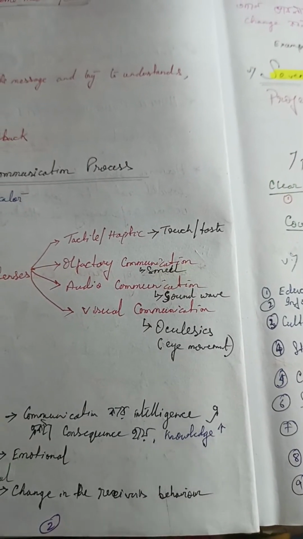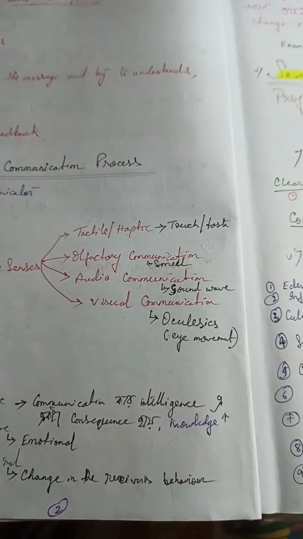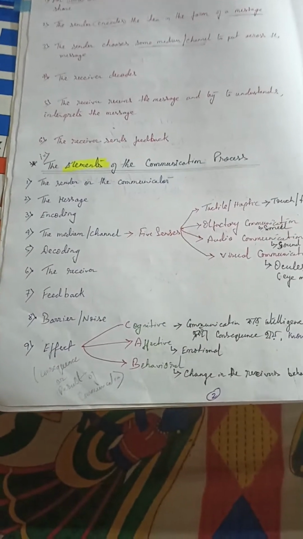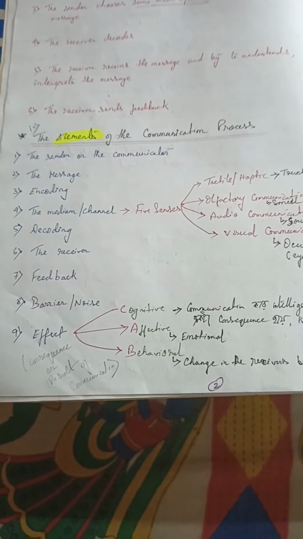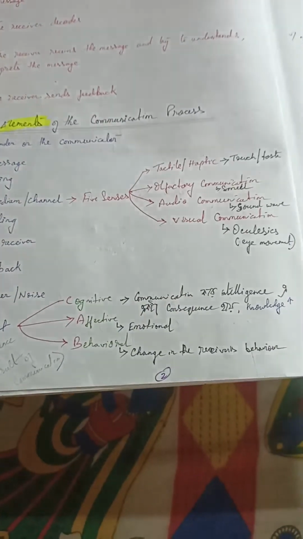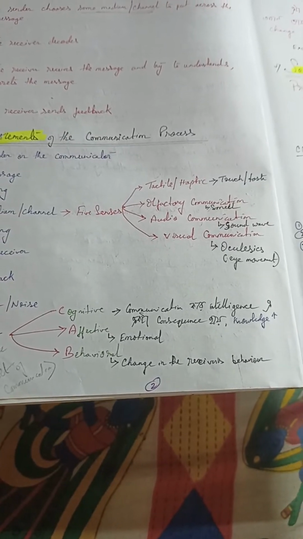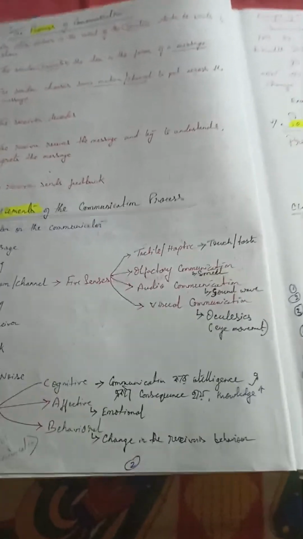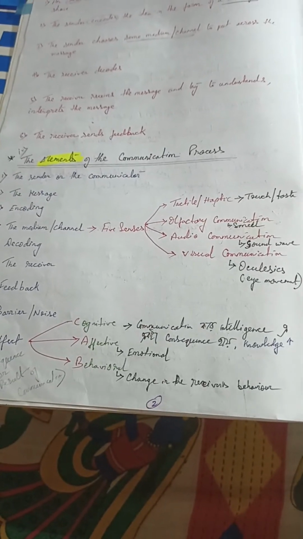Tactile or haptic means touch or taste. Olfactory means smell. Audio communication means communication with sound waves. Visual communication means oculus or eye movement. After that, we have the decoding part, the receiver, the feedback, the barrier or the noise, and the effect. The effect can be divided into 3 parts: cognitive, affective, and behavioral. Cognitive is communication which increases our knowledge. Affective takes the example of emotions, and behavioral means changing the receiver's behavior.